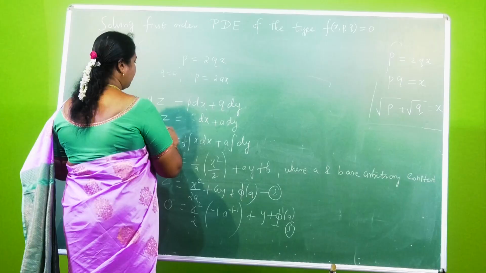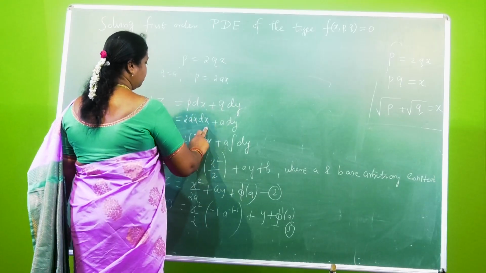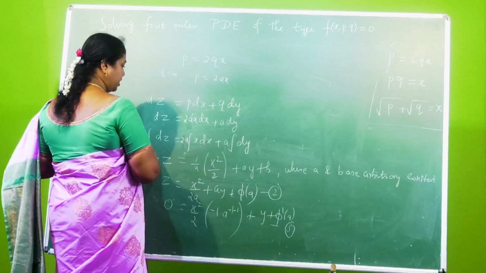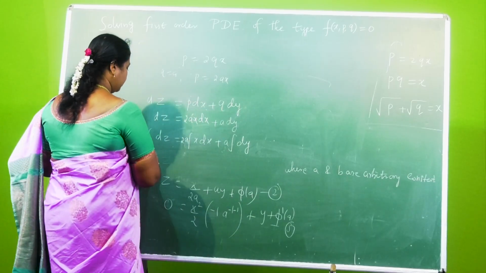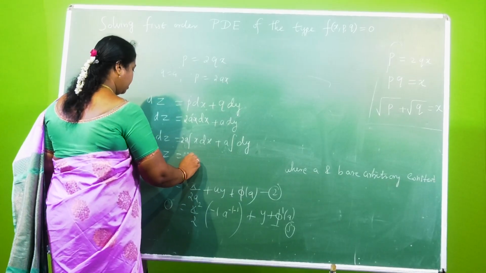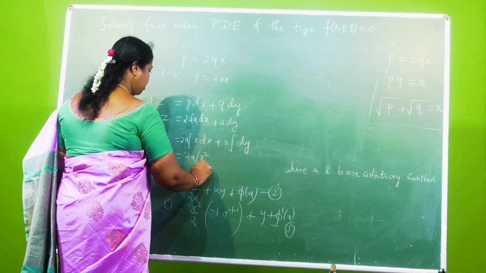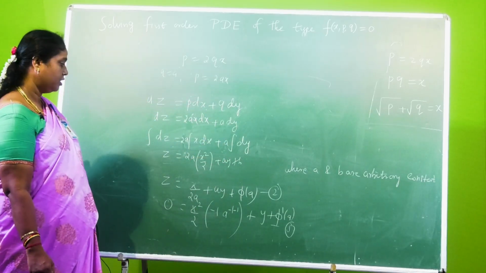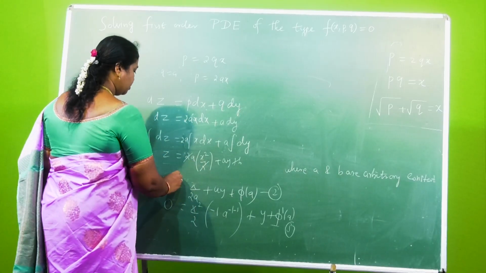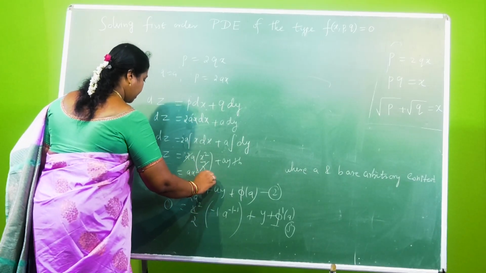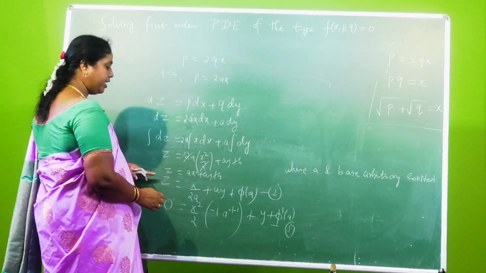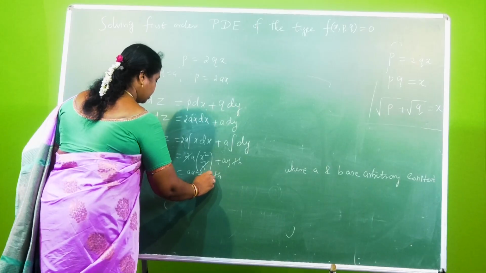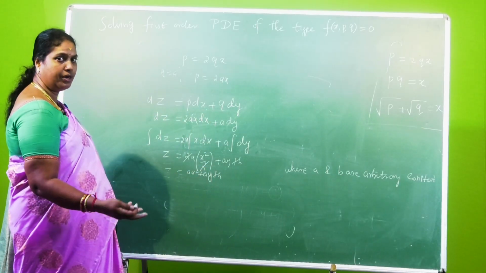So if you replace here, what will you get? 2ax dx plus a dy. If you integrate, 2a is a constant, so it goes outside. So z equal to 2a into x square by 2 plus ay plus b. Simply this one, so the 2 gets cancelled. So this is z equal to ax square plus ay plus b. This is the required complete integral. Okay, so each problem may be simple or bigger.